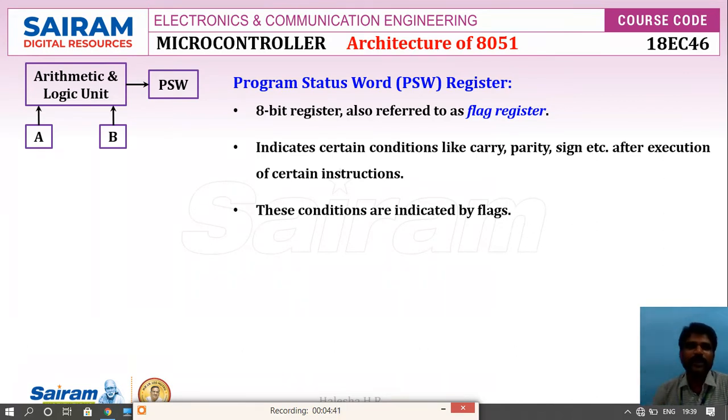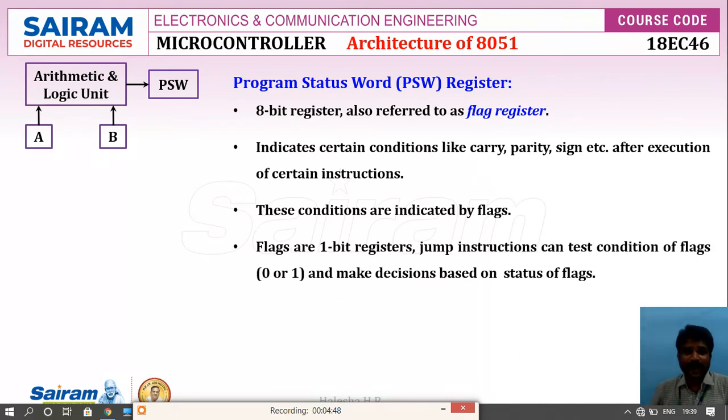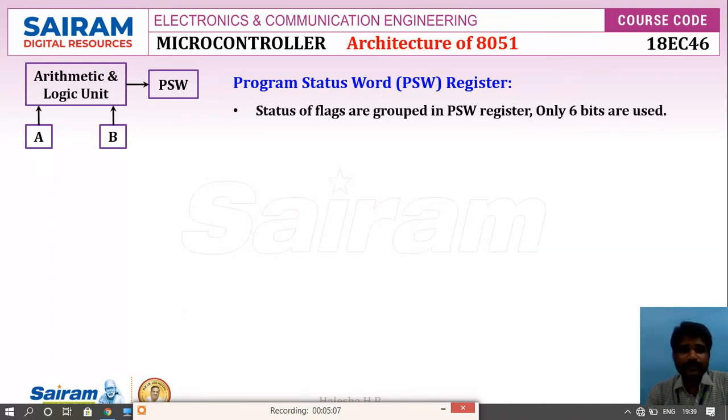So a flag means a 1-bit storage that indicates some certain condition. Flags are 1-bit registers, and these can be tested by a jump instruction. Test means whether the status is 0 or 1, and based on that, the jump instruction takes the decision whether it has to jump to the address or continue with the next instruction. And the status of flags are grouped in PSW. That is why it is also called a flag register.